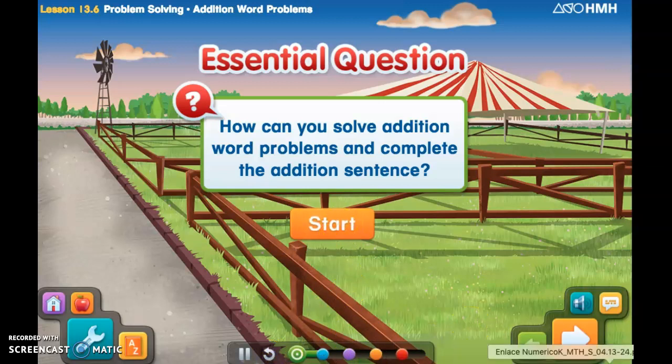How can you solve addition word problems and complete the addition sentence?